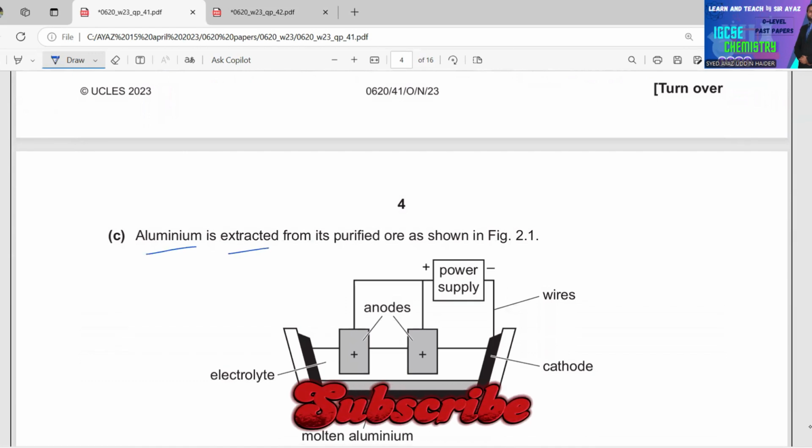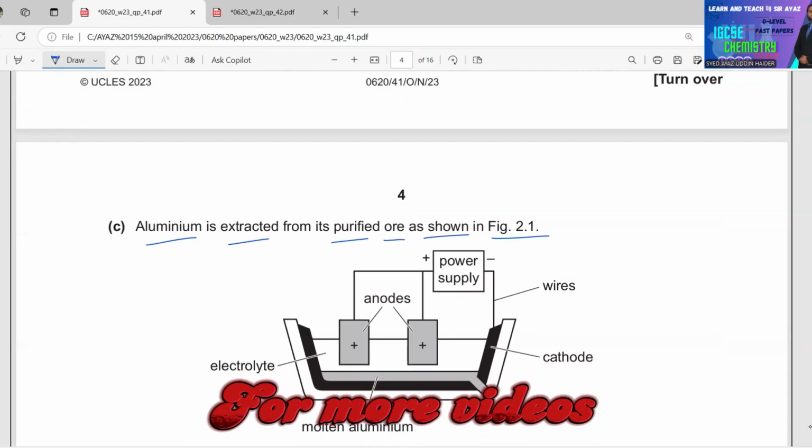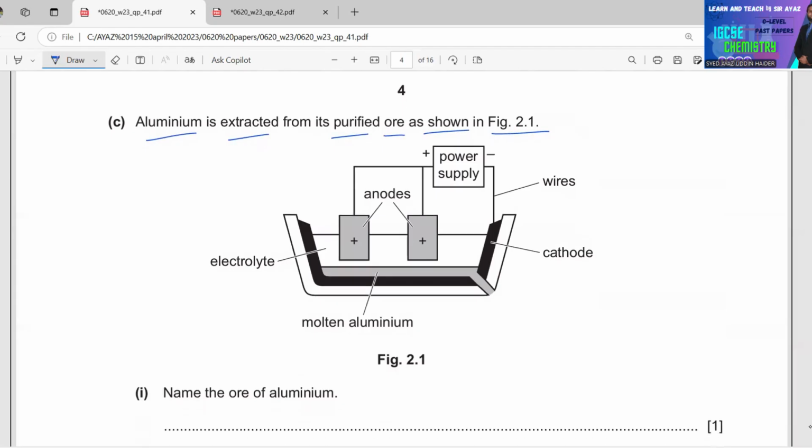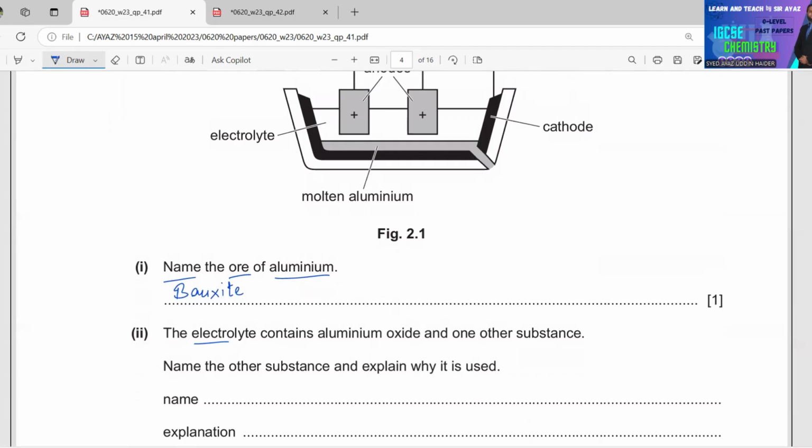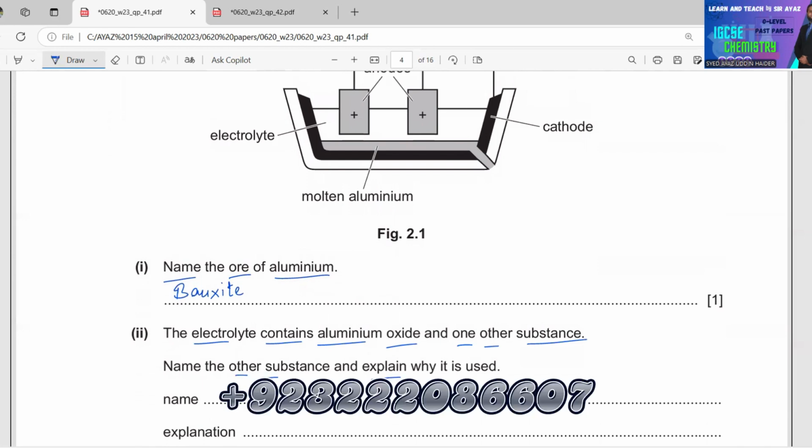Aluminium is extracted from its purified ore as shown in figure 2.1. So here's a figure. Number 1, name the ore of aluminium. The ore of aluminium is bauxite, so I will write bauxite here. During the extraction, this ore is used. Part 2, the electrolyte contains aluminium oxide and one other substance. Name the other substance and explain why it is used.